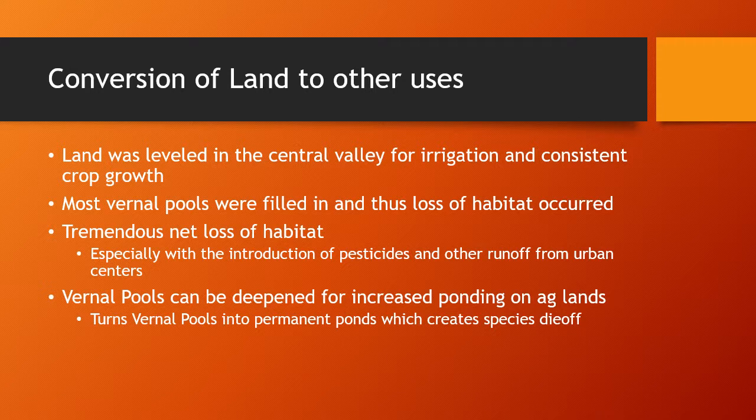And through this tremendous loss of habitat is also the introduction of various different pesticides and other runoff from urban and agricultural centers. Vernal pools were also deepened for increased ponding on ag lands, which turns these vernal pools from something that would be ephemeral into something that's more permanent, and it can create species die-off in addition to changing the overall hydrology of that area, and the farmers would use these pools as catch ponds to irrigate their crops in the future.